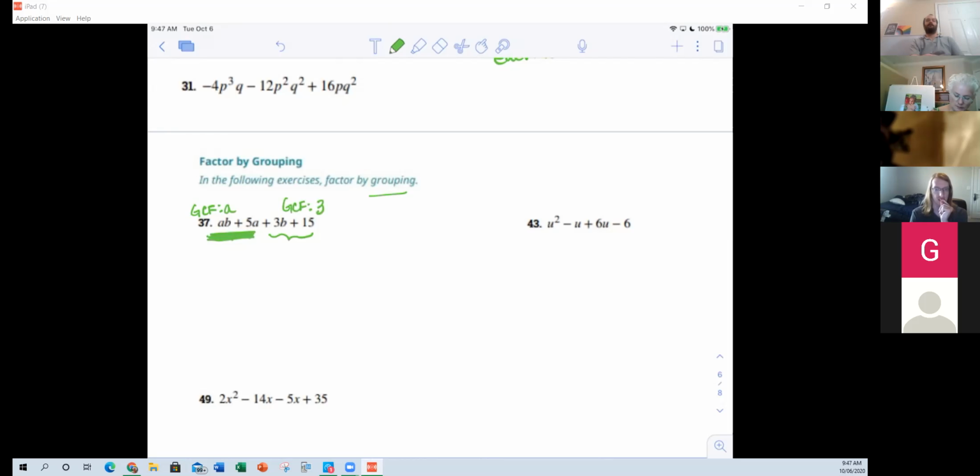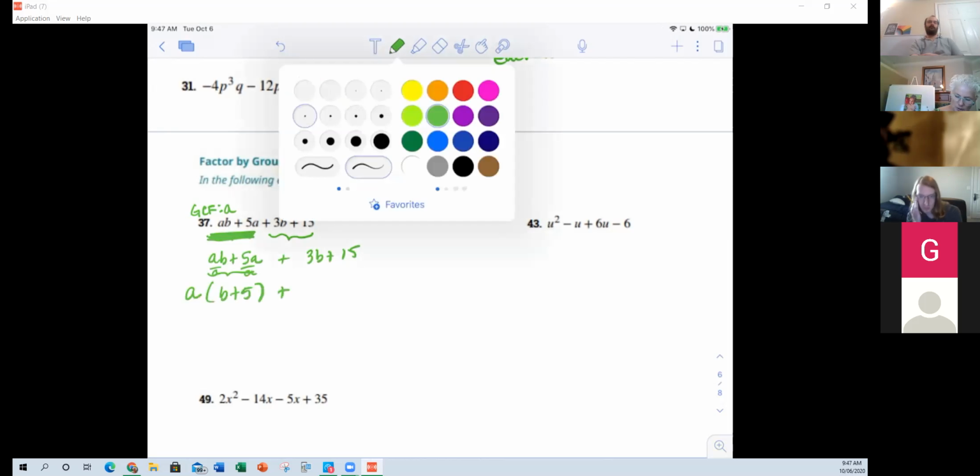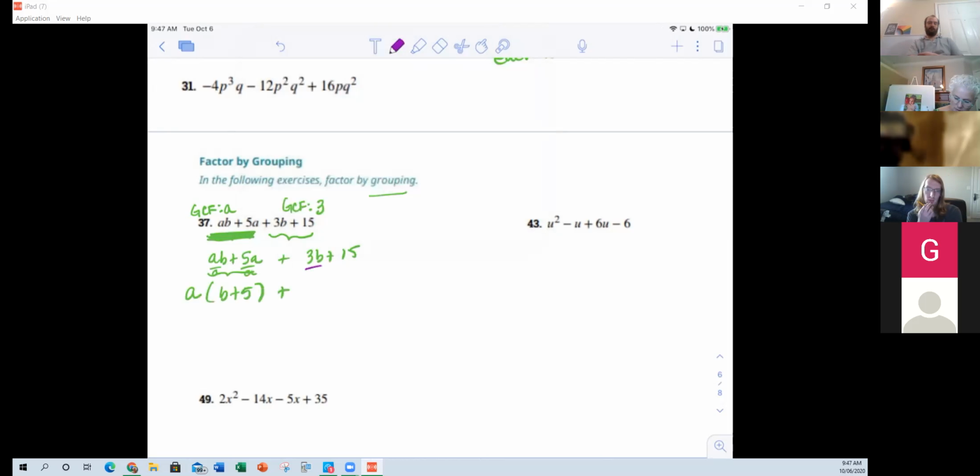Okay. Right. So I'm going to take this AB plus 5A, 3B plus 15. And this one, I'm going to pull an A out. That means I'm dividing both of these by A, right? Factor means divide. So what am I left with? B plus 5. And on this one, same thing. I'm going to pull out what they both have in common, which is the 3. And what am I left with when I divide out the 3? B plus 5.